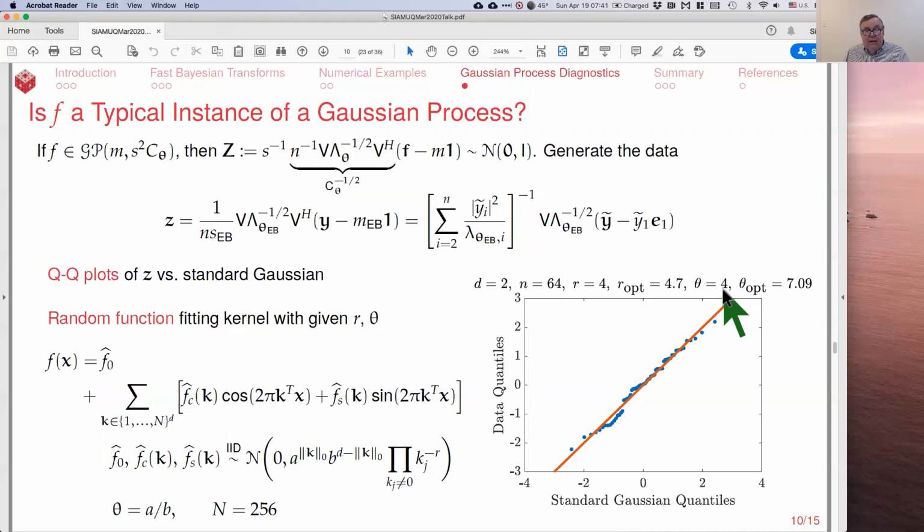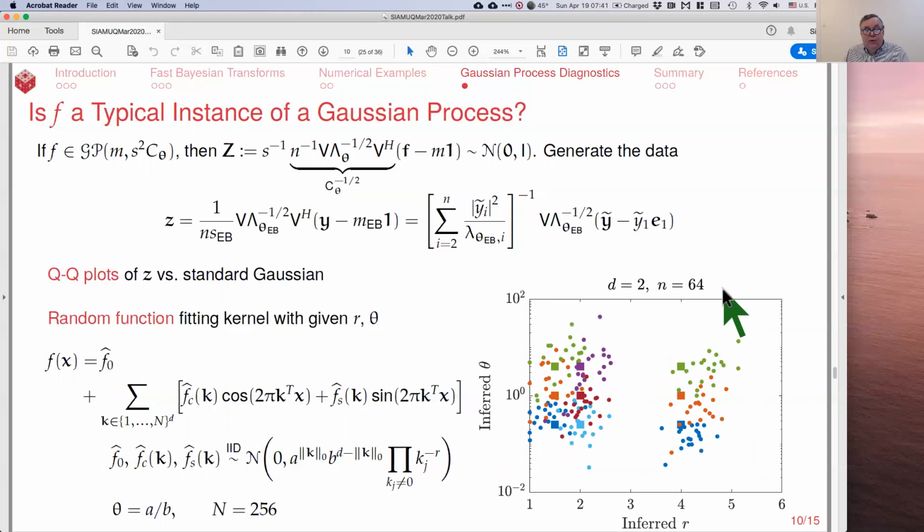This case is not so bad, and so forth. And if we do this for 9 different choices of R and theta, 3 different thetas, 3 different R's, what we find is that the inferred values cluster around the true values, but they're not such tight clusters, okay? There is some deviation, and in this case, I'm not sure why, the inferred R's tend to be bigger than the actual R's.